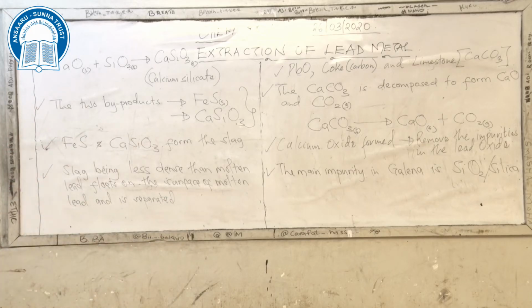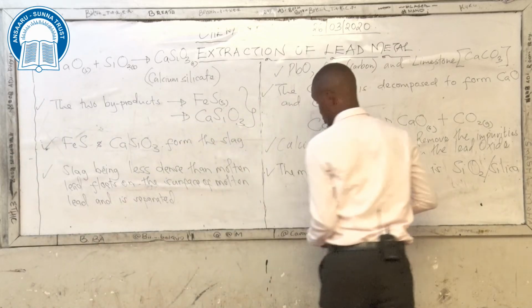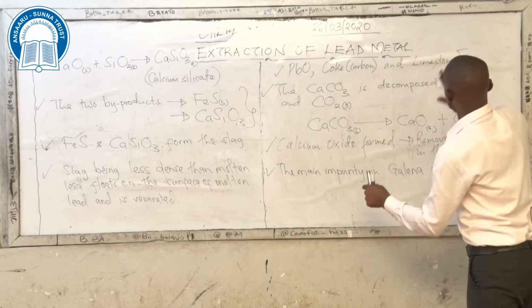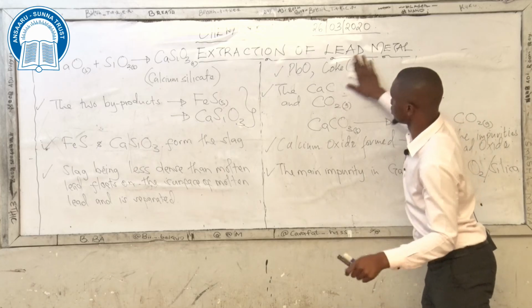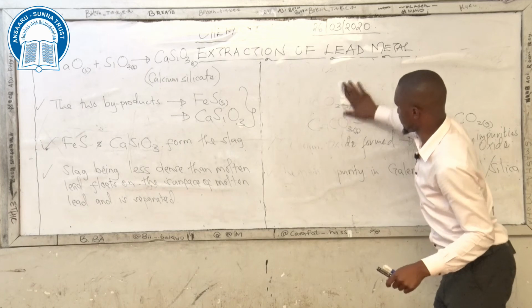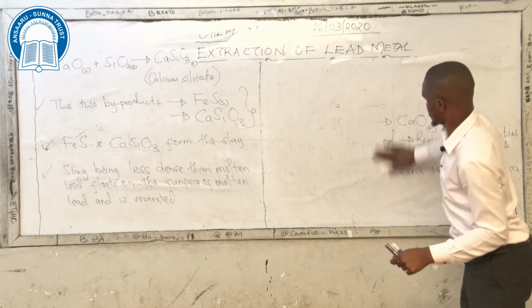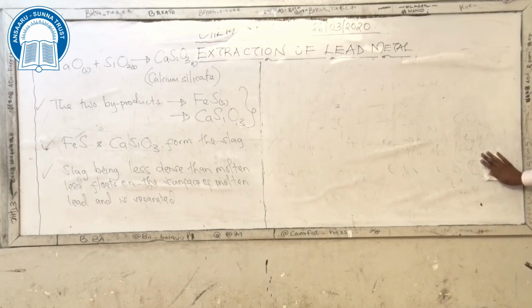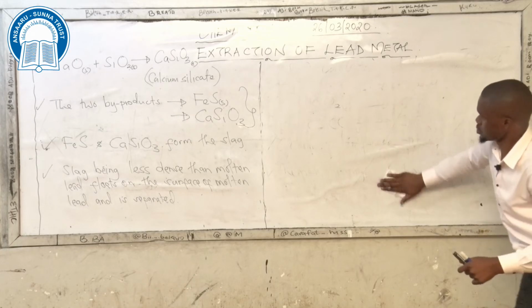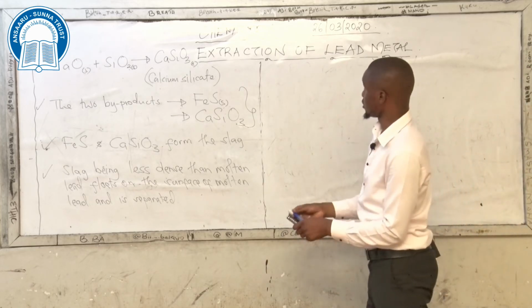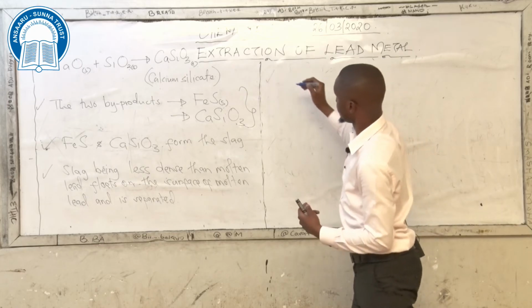Now, after extraction, the lead obtained from here is not 100% pure, and we have said it is obtained in molten form. So what is done to make it pure? The percentage purity of the lead extracted by this method is increased by blowing.